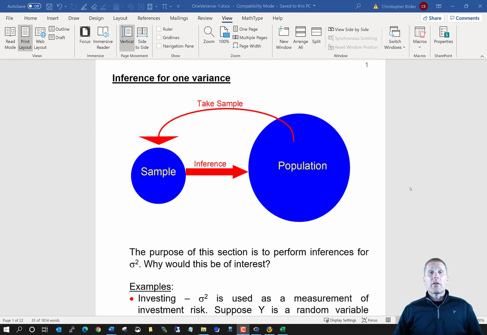We are going to continue talking about inferences for a population parameter. Now this parameter is the variance. So here's this diagram that we've seen all semester long. Let me get my red pen out here.